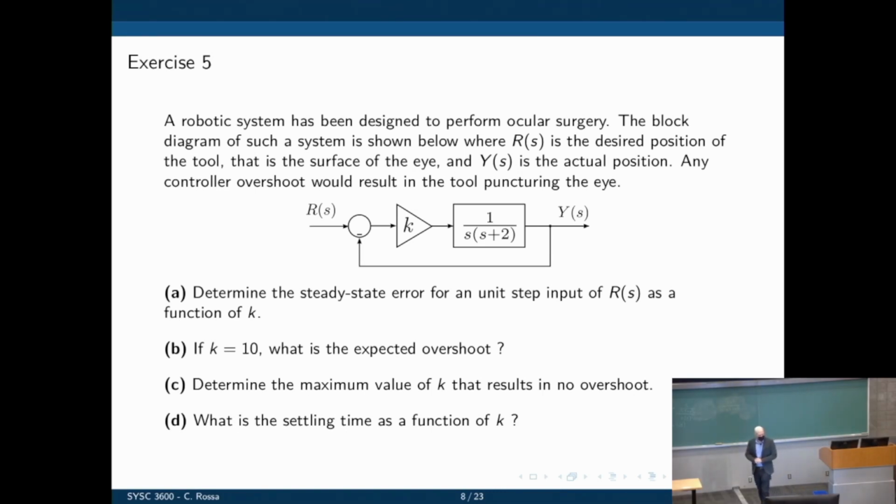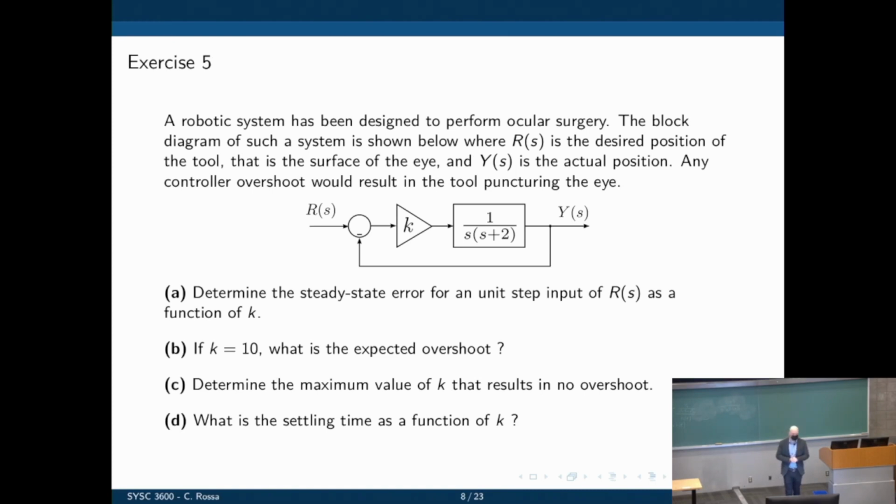So here we have a robotic system that was designed to perform ocular surgery. So it's operating on an eye. The block diagram of such system is shown below, where R of S is the desired position of the tool, that is the surface of the eye. So we want the robot to move to the surface of the eye and stop there. And Y of S is the actual position. So R is where we want it to go. Y is where it is. We take the difference between them, we create an error, multiply the error by K, and that's the command we give to the robot.